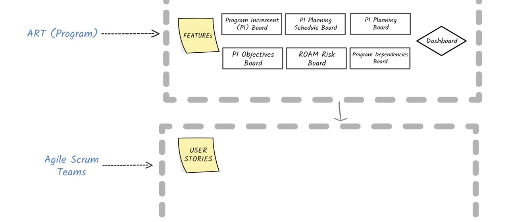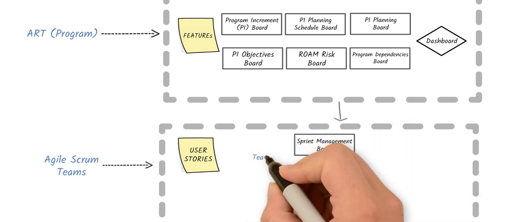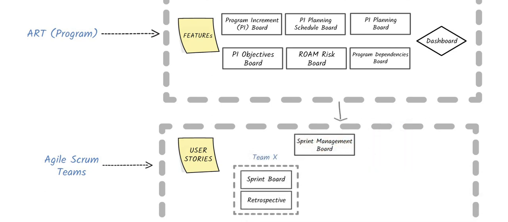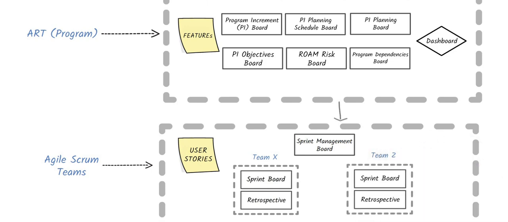Under this area, we have the Sprint Management Board, and each Scrum team has its own Sprint Board and Retrospective Board. For the purpose of this example, we have just two teams, but each ART can have anywhere from 5 to 12 teams. Let's dive in monday.com and see the structure of each board.